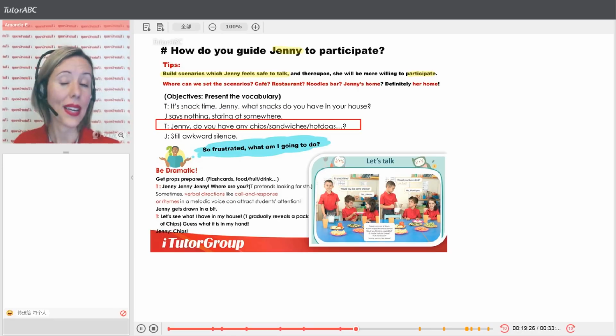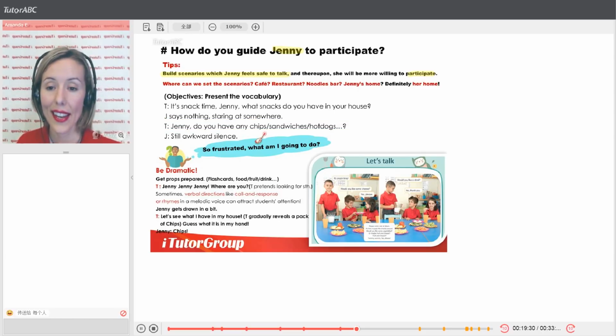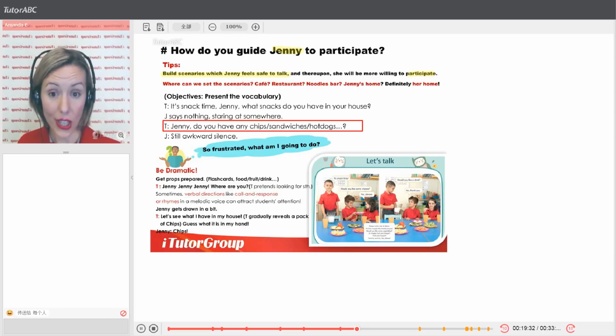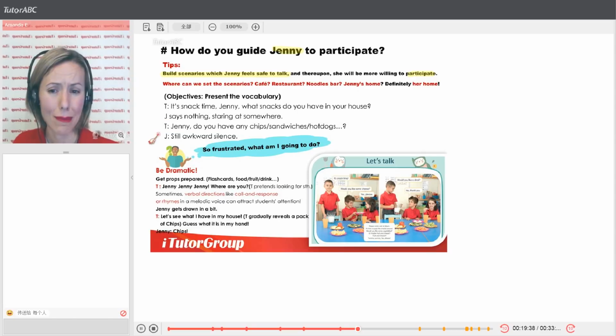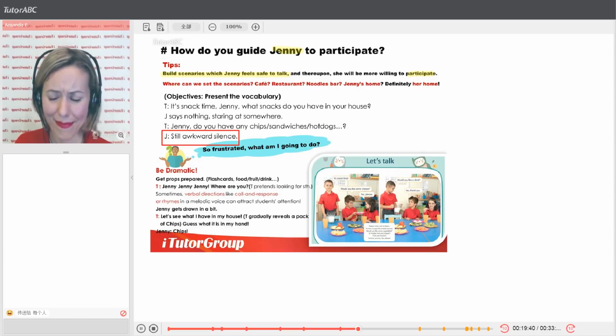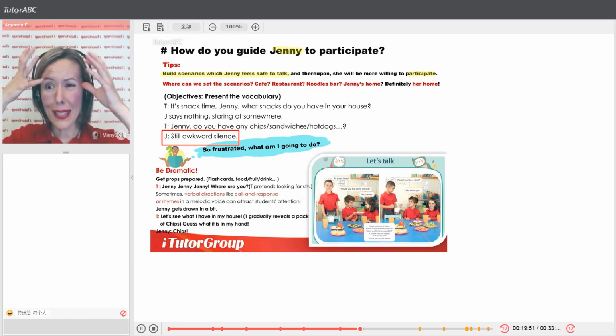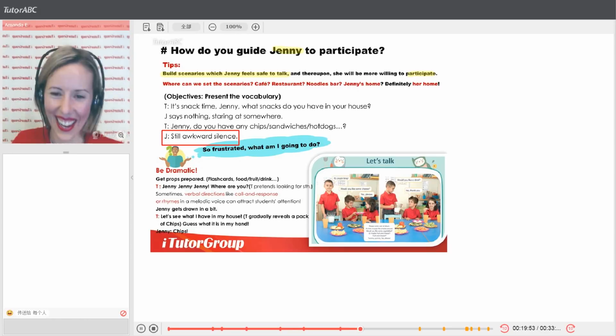So we try again. We give her some options, and this is a good idea, giving multiple choice. Jenny, do you have any chips or sandwiches or hot dogs? So we're helping her along, giving her some vocabulary, but awkward silence. No, it could be that she's uncomfortable, which would probably be me. I'd be like, what do I say? What do I say? Or it could be she just doesn't want to be there.